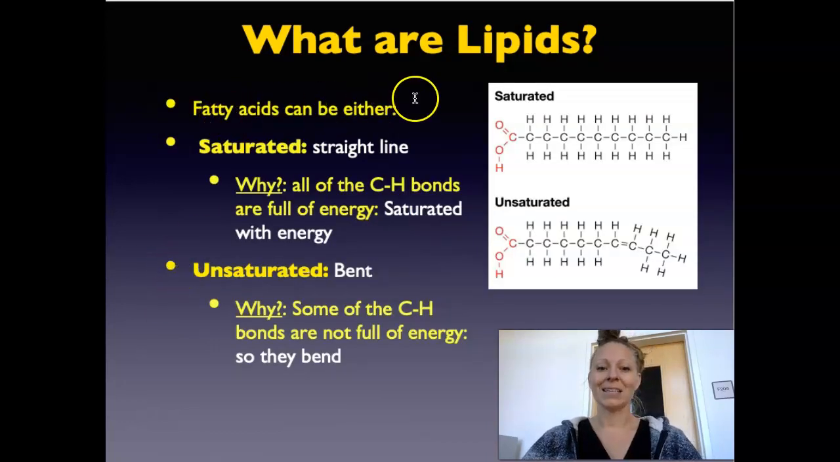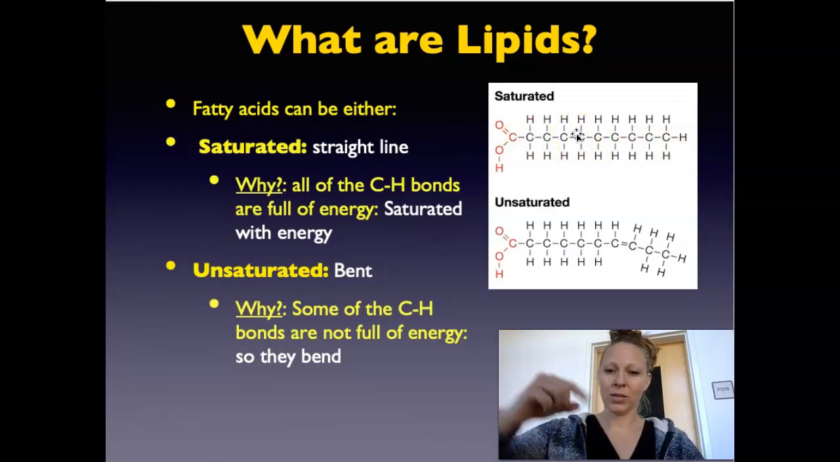And fatty acids can be either saturated, which means that they have a straight line. They are made in a straight line. And that's because they are saturated with energy. Every single bond is completely full of energy. And so therefore, it sort of sticks out like a straight line.